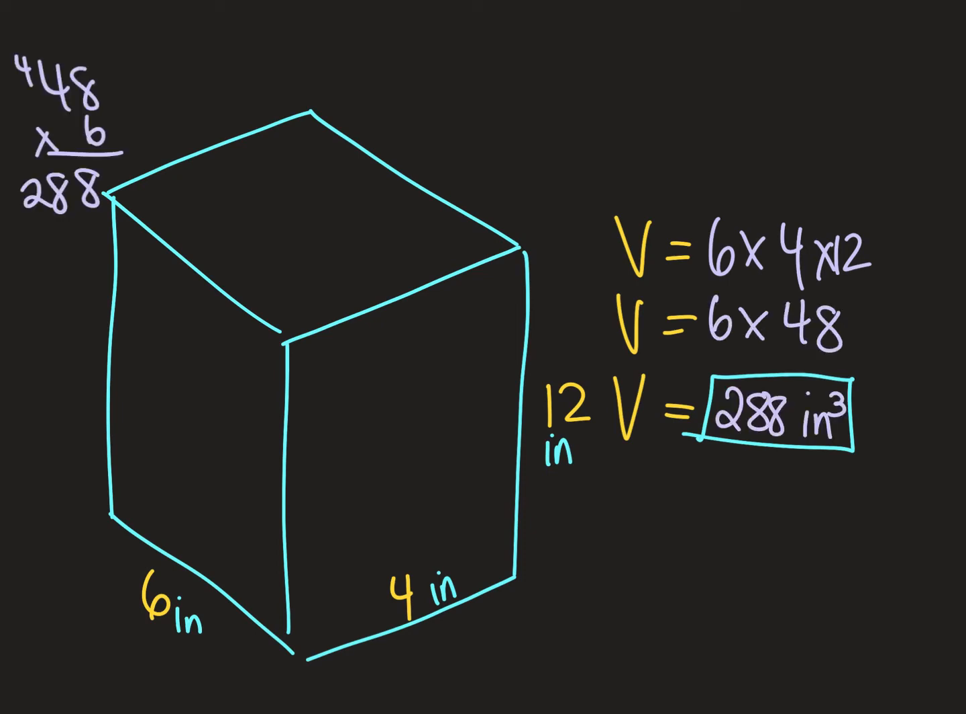All right, the final answer is 288 inches cubed. I decided to do 4 times 12 first. That made 48, and then I took 48 times 6.